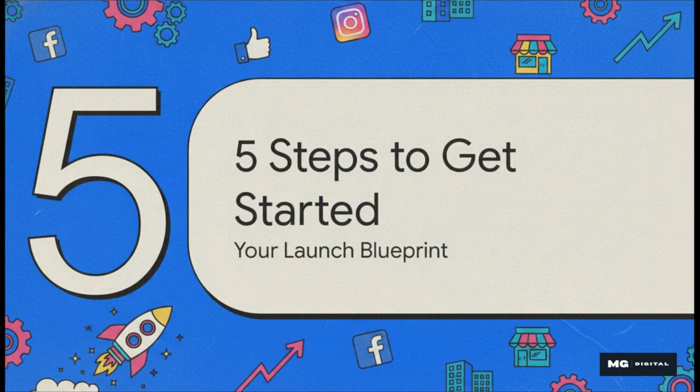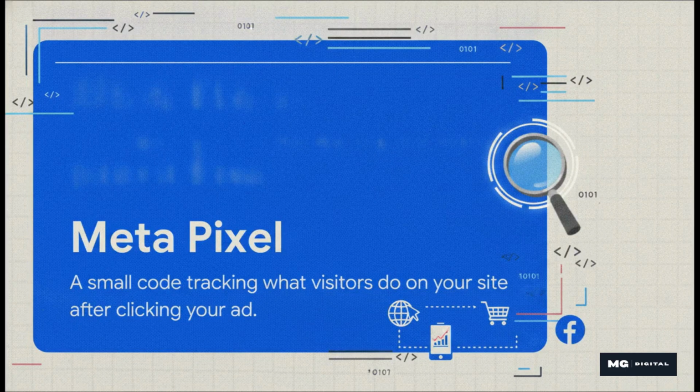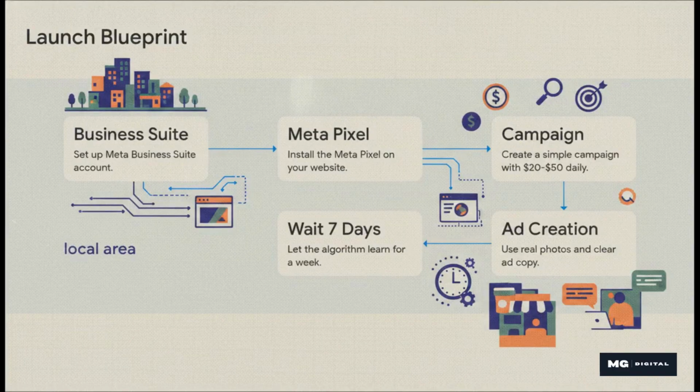Section 5. 5 steps to get started. Your launch blueprint. Okay, before we hit step 1 of our blueprint, we need to briefly define a really critical piece of technology, the Meta Pixel. It's a tiny piece of code installed on your website that tracks what visitors do after clicking your ad. Consider this a totally non-negotiable tool. Without the pixel installed, you cannot measure your results accurately, and you simply cannot build those powerful retargeting audiences we talked about earlier. Let's move to the actual setup and see how this builds into a reassuring, easy-to-follow roadmap.